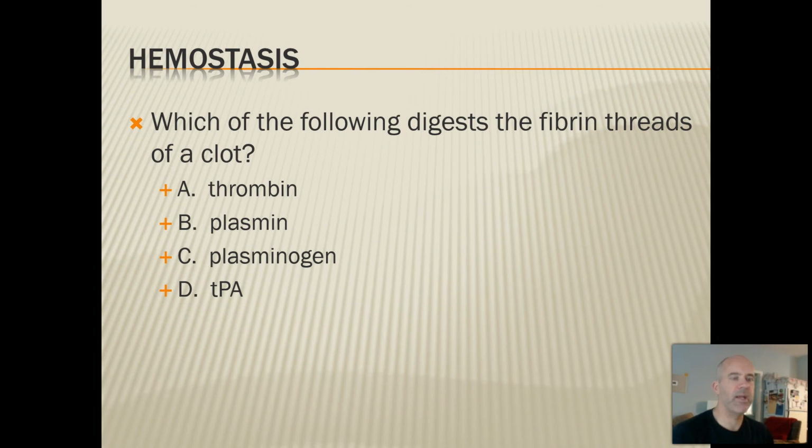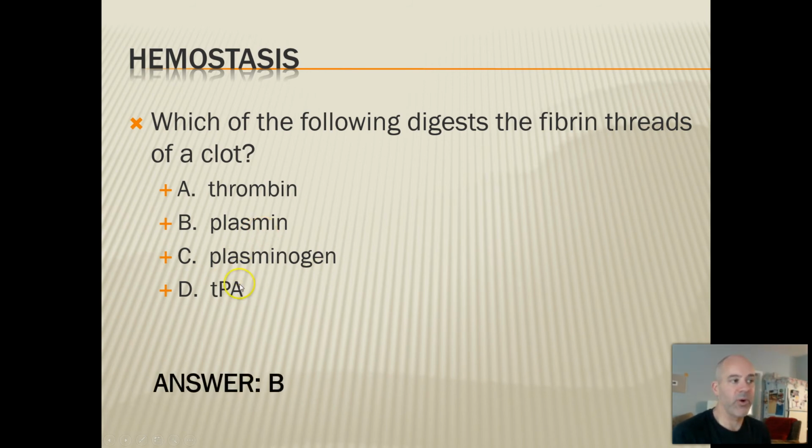All right, which of the following digests the fibrin threads of a clot? So when you have a clot that's formed, you don't want that clot to be there permanently. Once your blood vessel has been repaired and so forth, we need to dissolve the clot. And so what actually breaks the clot down? One of these three things is an enzyme that digests the clot. And hopefully you're thinking B, plasmin.